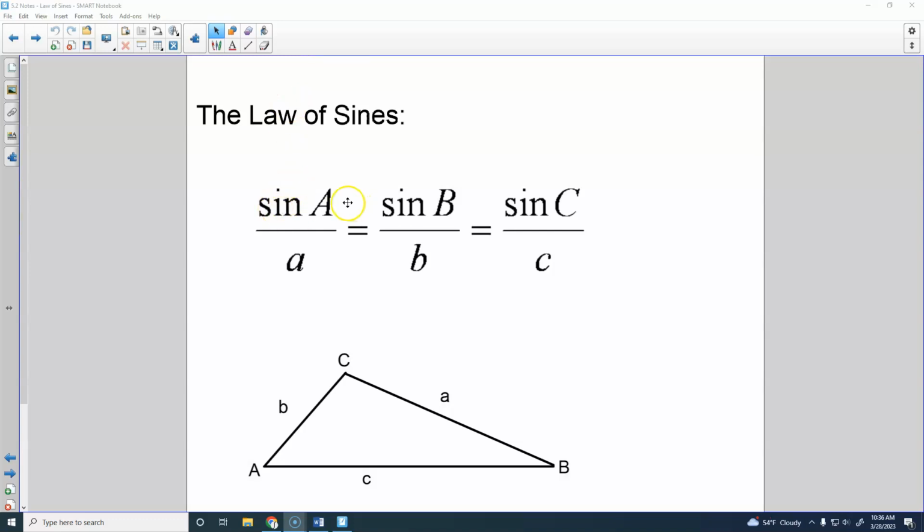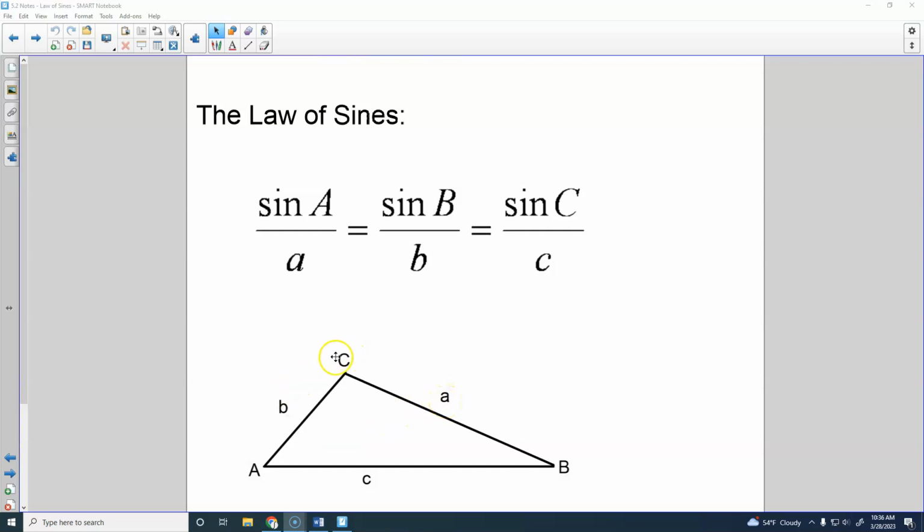The law of sines is sine A over lowercase a equals sine capital B over lowercase b equals sine C over lowercase c. So your vertices are your capital letters. They are your angles. When you say sine of capital A, that's talking about this angle right here. The side that corresponds with that, the lowercase a, is going to be across the triangle from that angle.